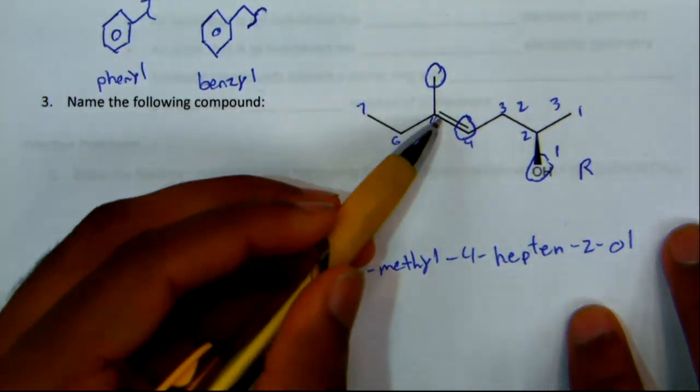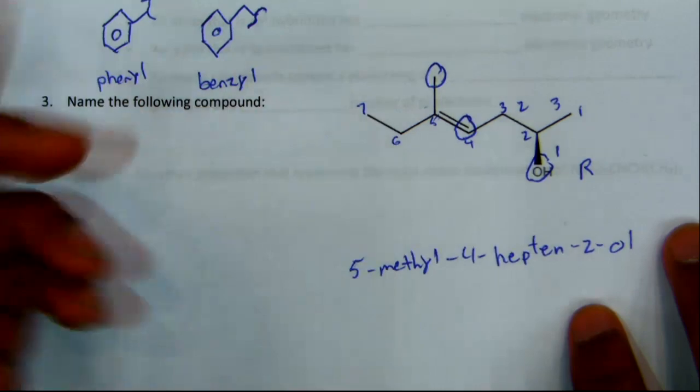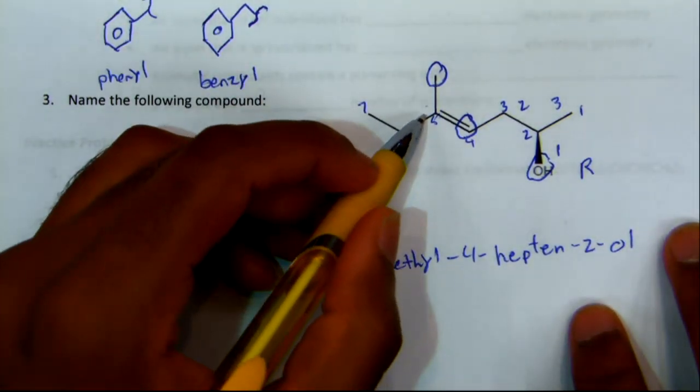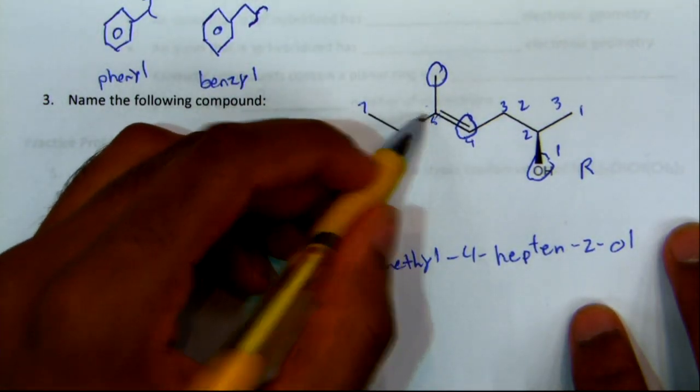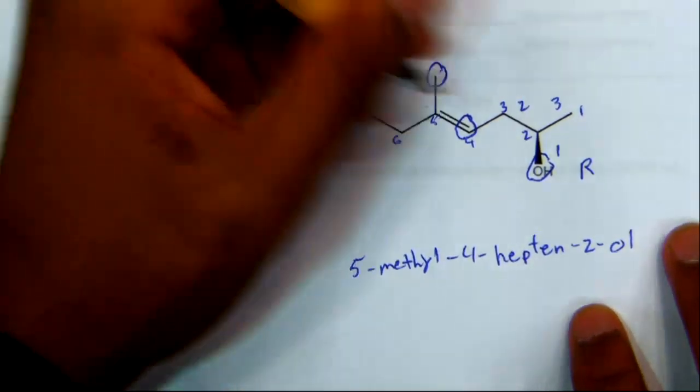And then for this one, for the double bond, we have to indicate E or Z. Both of the large substituents are on different sides, so that's going to be E. So it's going to be 4E.